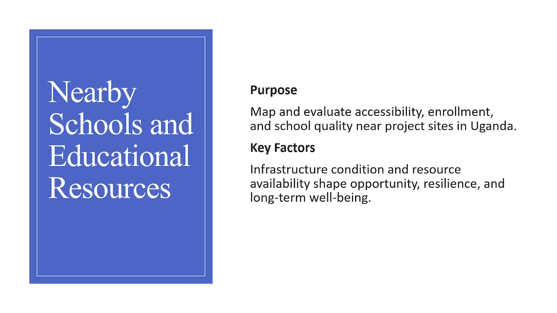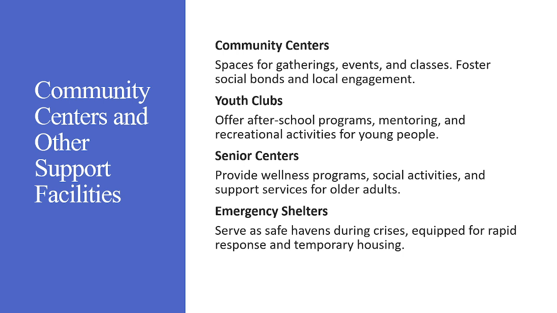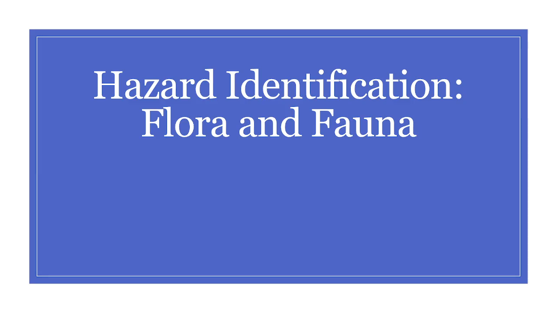So the purpose is to map and evaluate accessibility, enrollment, and school quality near project sites in Uganda. Key factors: infrastructure condition, resource availability, safety, opportunity, resilience, and long-term well-being. So you have to note this. And then, of course, the community centers continue. Community centers, youth clubs, senior centers, and emergency shelters. All these are sensitive receptors.